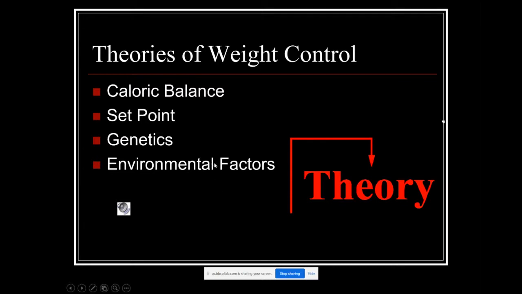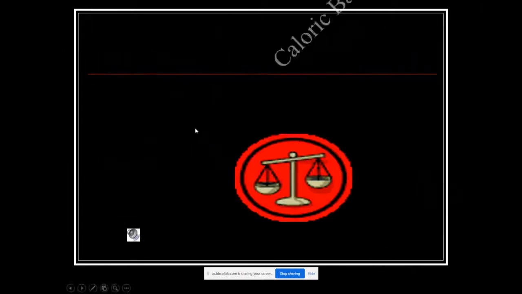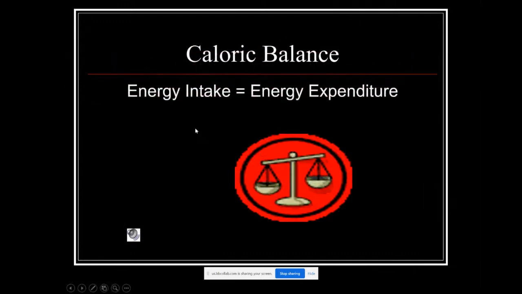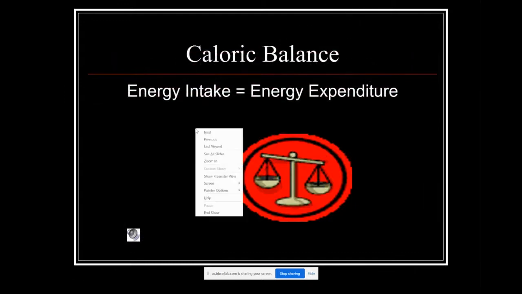Another thing with that environment is our culture, how we were raised, what we were eating when we were kids. Kids don't really have control over what they eat. They just eat what they're given. That impacts things. There was another environmental one. Well, certainly where we live, right? If we have access to healthy food, or if we have access to fast food restaurants, that will all impact it. Let's look at caloric balance theory. I think it's the easiest one to understand.